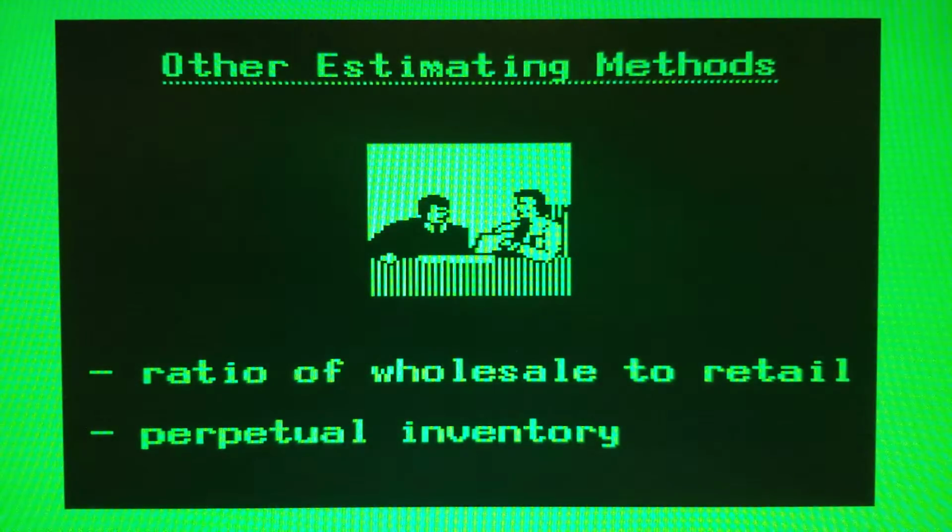Another method of allocating goods sold and inventory cost uses the ratio of current and historical wholesale to retail costs. A third method employs perpetual inventory records, which indicates the inventory which should be on hand by recording additions and reductions as a result of purchases and sales. This kind of book inventory system is only economical, however, for inventory which consists of rather valuable units such as television sets or automobiles.